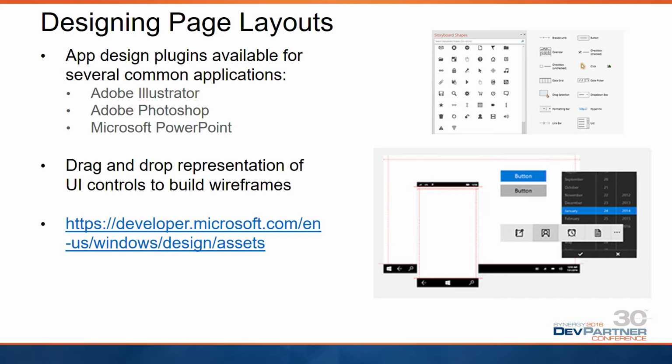And they give you basically a palette of representations of the whole suite of UWP controls and windows and different types of devices and stuff like that. And you can drag them around and build representations of user interface to help you with that design process. So I've put the URL to those on there, but they're readily available through the Windows Developer Center.